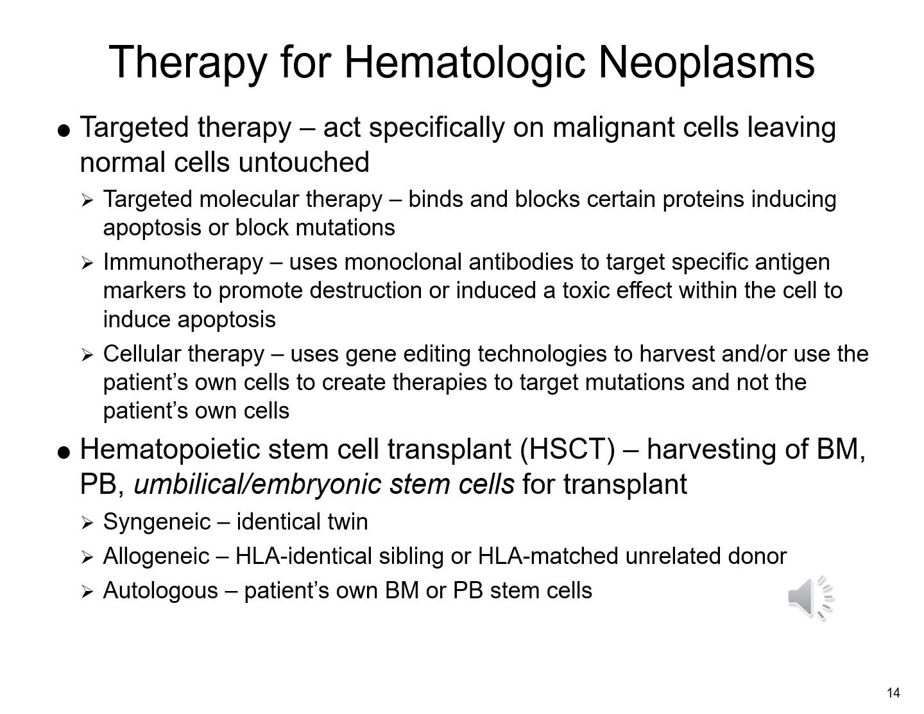And of course there's still the hematopoietic stem cell transplant, and this is done by harvesting either bone marrow, peripheral blood, umbilical or embryonic stem cells to actually use for transplant. And of course these stem cells can come from identical twins, HLA matched identical siblings, or HLA matched unrelated donors, as well as using the patient's own bone marrow and peripheral blood stem cells to harvest out those normal cells to replace back into the body.